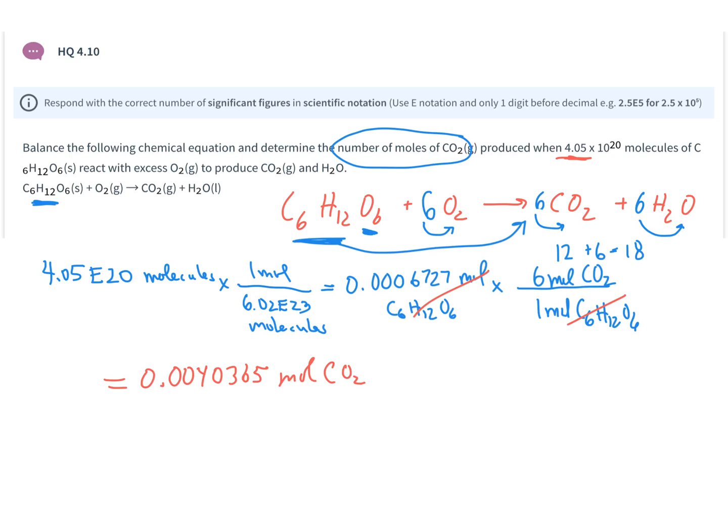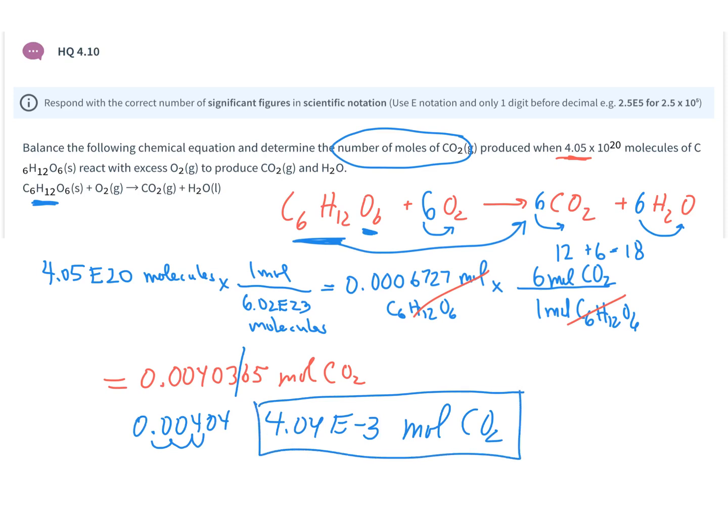Now for my significant figures, I have 3 significant figures here. I should report this number to 3 significant figures. I'm going to drop everything after the 3. I'm dropping 6, which is greater than 5, so I would round this up to 404. Put that in scientific notation. I'm going to move the decimal place 1, 2, 3. So 4.04 e to the negative 3 moles of CO2.